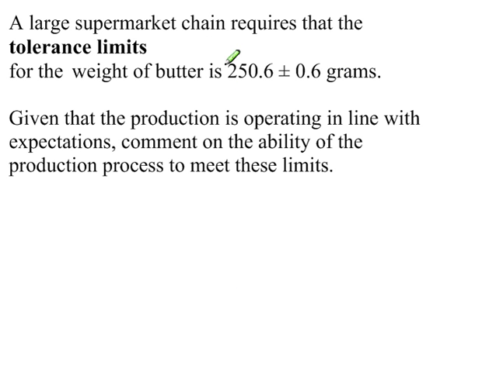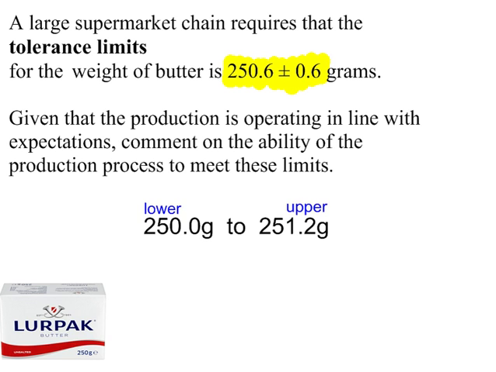A large supermarket chain requires that the tolerance limit for the weight of butter is 250.6 grams plus or minus 0.6 grams. So 250.6 minus 0.6 gives us the lower tolerance limit, and 250.6 plus 0.6 gives the upper tolerance limit. This is what's demanded by the supermarket.